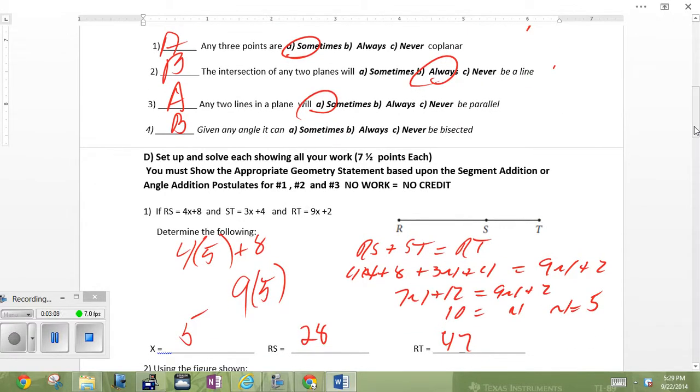Segment addition. RS plus ST equals the whole thing, RT. Write the statement of segment addition right down there. Okay? Fill in the algebra statements. 4x plus 8 plus 3x plus 4 equals 9x plus 2. Do the simplification, and it ends up showing you x equals 5. If x is equal to 5, then I ask you for RS. RS is 4x plus 8, so it's 4 times 5 plus 8, that's 28, and RT is found the same way, which is 9 times 5 plus 2, which is 47.